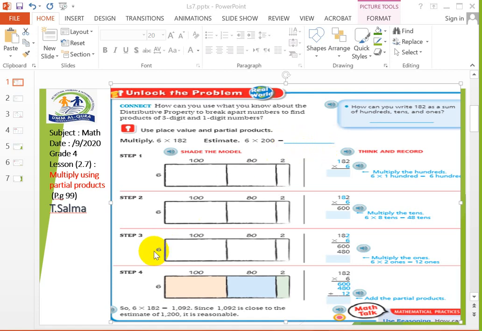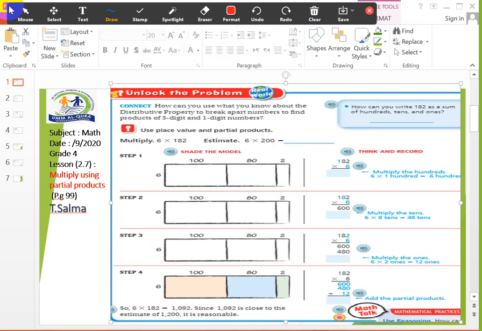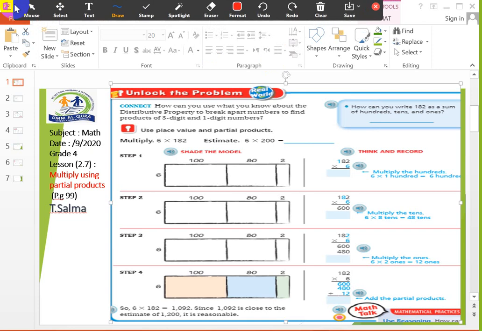Today we will start with lesson number 7, multiply using partial products. So please bring your books and open your books on page 99 and let's start together. Okay? So now we will learn today how you can use place value to multiply a number by a one digit number.